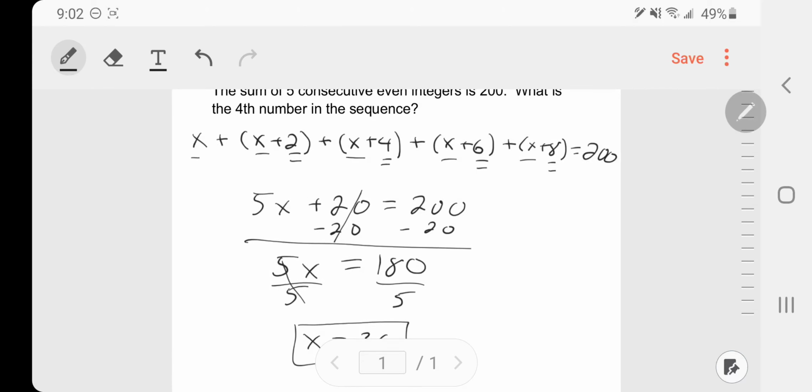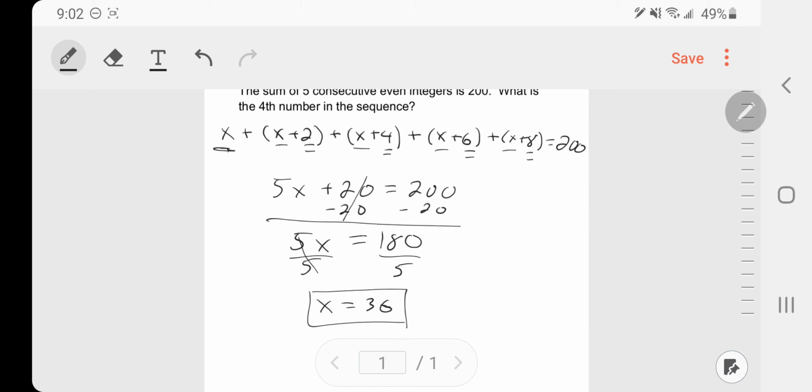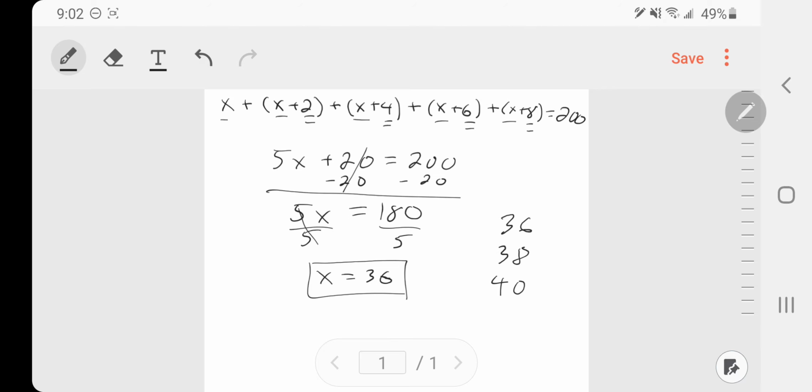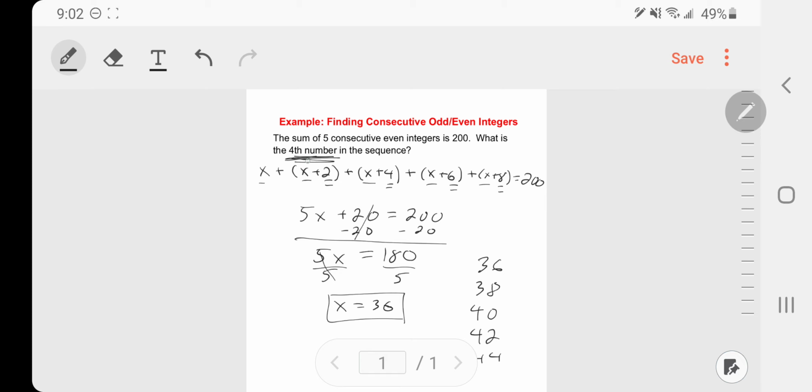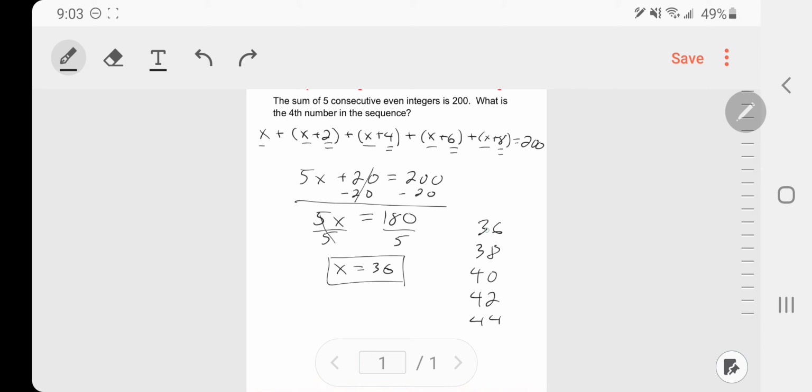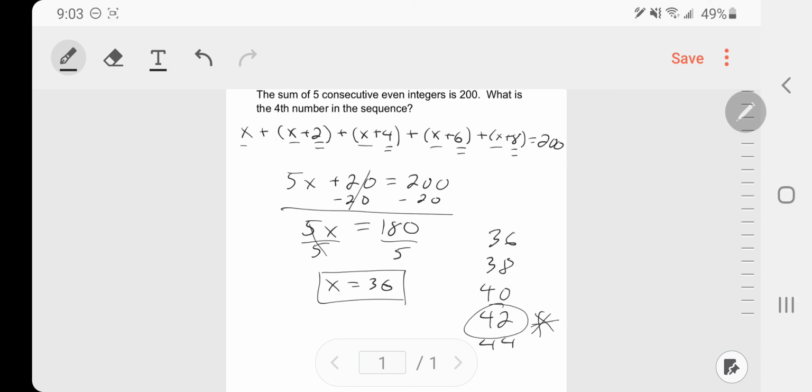Now, what that means is that 36 represents just our first term in the question. With that, we can get every single term just by looking at it. If our first term is 36, our second term is 38, third term is 40, fourth term is 42, and our fifth term would be 44. Now the initial question asked us what is the fourth number in our sequence. Well, here we go, 1, 2, 3, 4. The fourth number would be 42. So 42 would be the final answer.